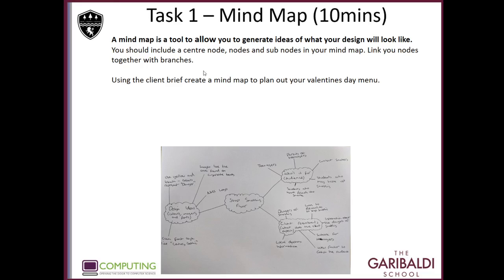Now the mind map is a tool to allow you to generate ideas of what your design will look like. You should include a center node. You should include nodes, which are these bubbles coming off our center node, and you should also include subnodes, which is the text we've got around our nodes. And we join our nodes together using these lines or arrows, which you might find in some cases, which are called branches, think like a tree.